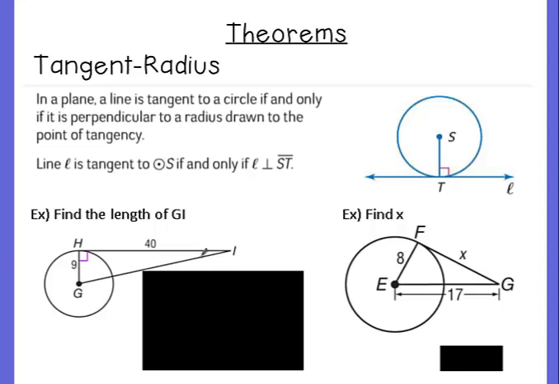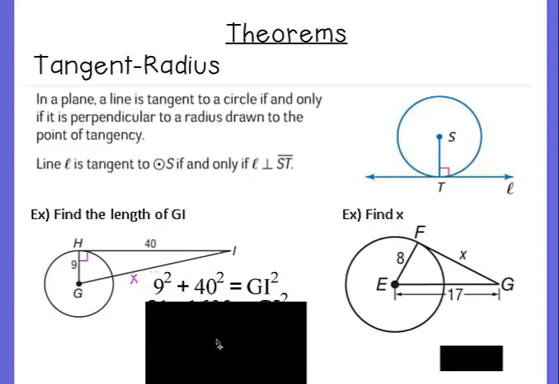And when we have right triangles, we can use Pythagorean theorem, a squared plus b squared equals c squared. We're looking for the length of GI in this problem, so that's my hypotenuse, that's my C. And so the first equation that we set up is 9 squared plus 40 squared equals GI squared. Okay, 9 squared plus 40 squared equals the hypotenuse, GI squared.